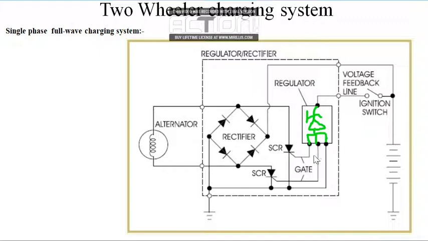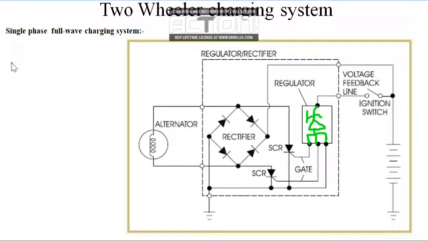Now we can see the Zener diode's two ends are parallel to the battery, even though it is parallel to the alternator. So it is parallel to your load. Similarly, whenever our alternator is developing in both the positive and negative half cycles of AC, in both ways it is supposed to work.